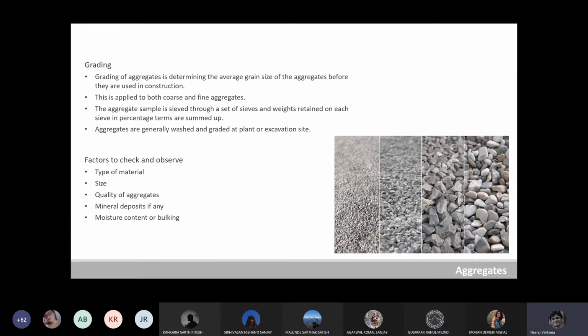Again, the moisture content or bulking. Moisture content is a very important thing to check, because after concreting is done, moisture content might affect the quality of the structure. So that has to be checked before using it for construction. Okay.